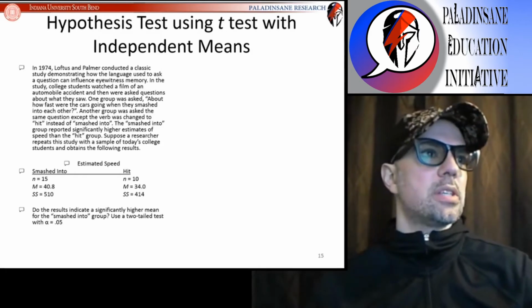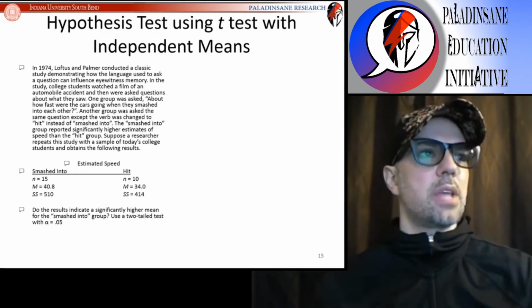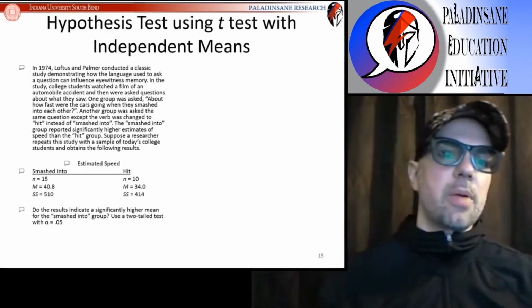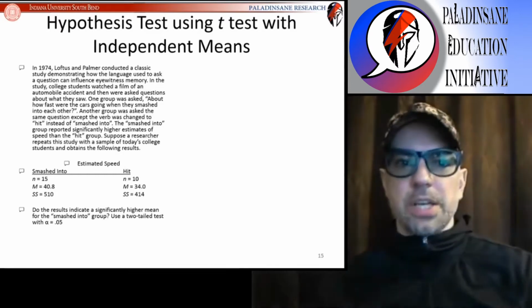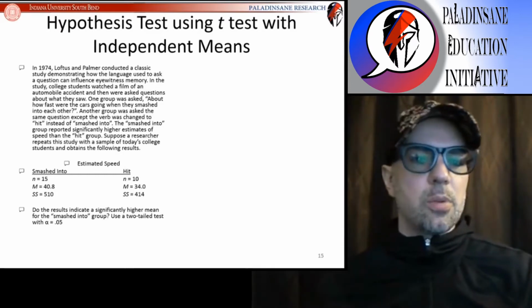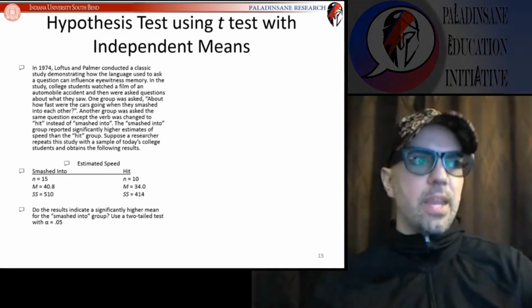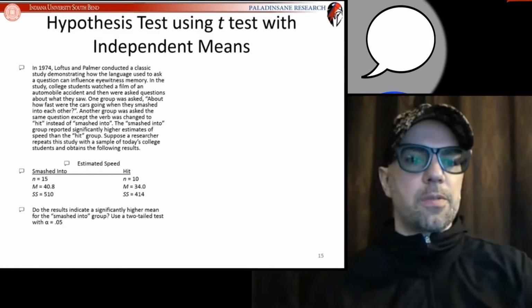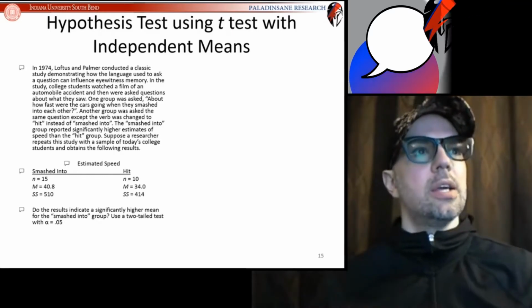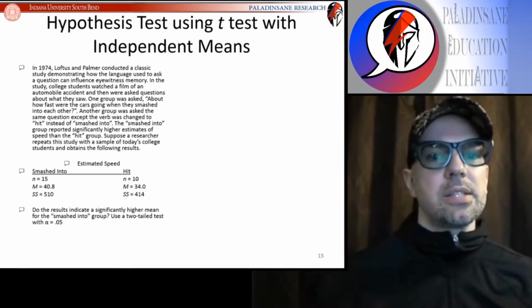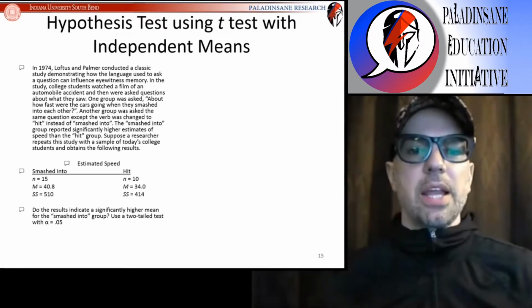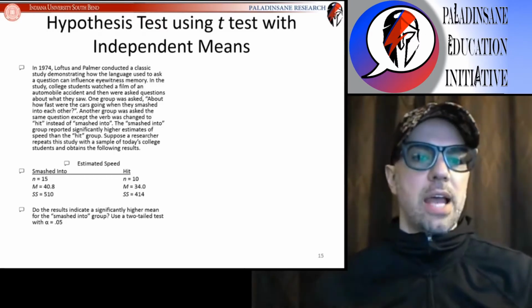Suppose a researcher repeats this study with a sample of today's college students and obtains the following results. So there we have the means and the number of subjects in the smashed into and the hit group. You can see the smashed into group has 15 subjects, and the mean speed estimate was 40.8 miles per hour. The hit group had 10 subjects, and the mean speed estimate was 34 miles an hour.